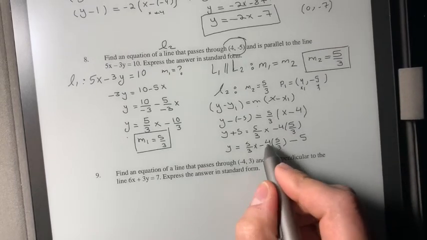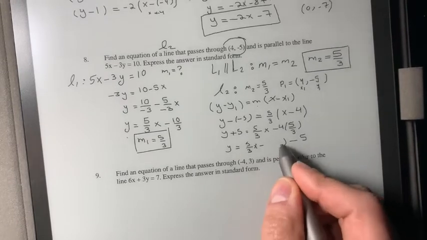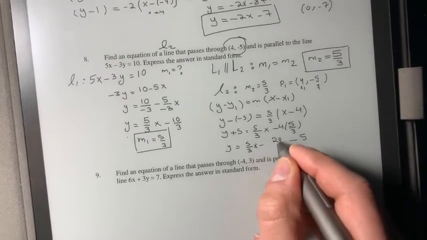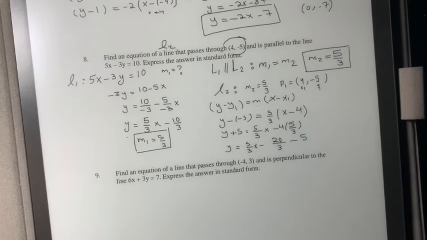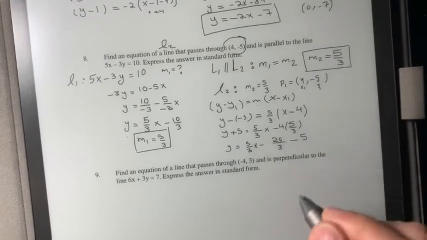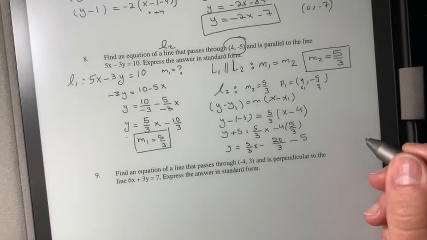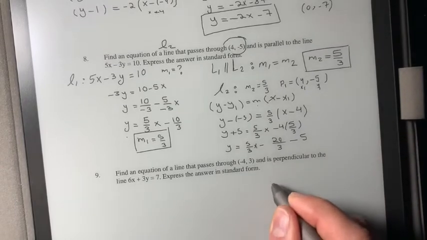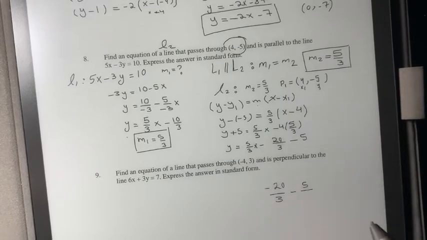Okay, let's take care of this. 4 multiplied by 5 is 20, 20 over 3, correct? So instead of this one, I can write 20 over 3, right? And then what should I do here? Combine these two, correct? These are two constants. I'm going to combine them. So let's put that here: negative 20 over 3 minus 5.